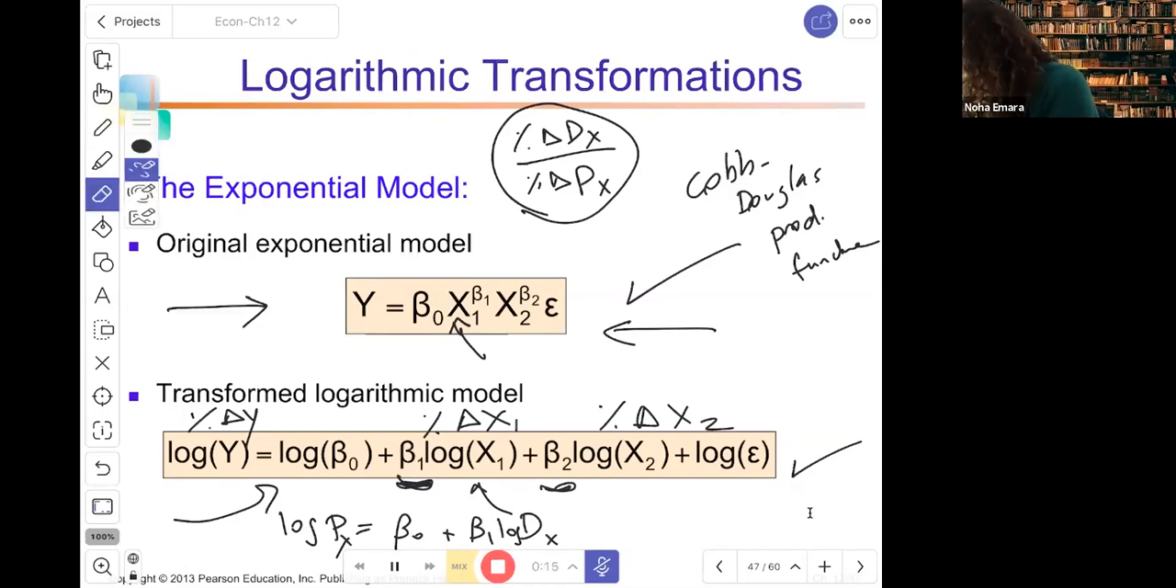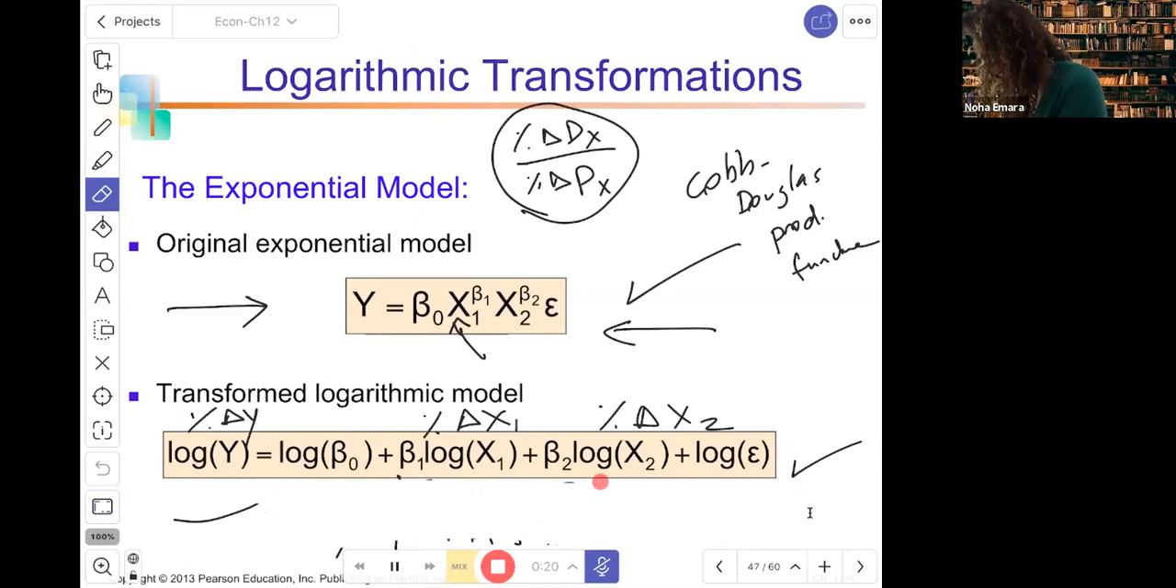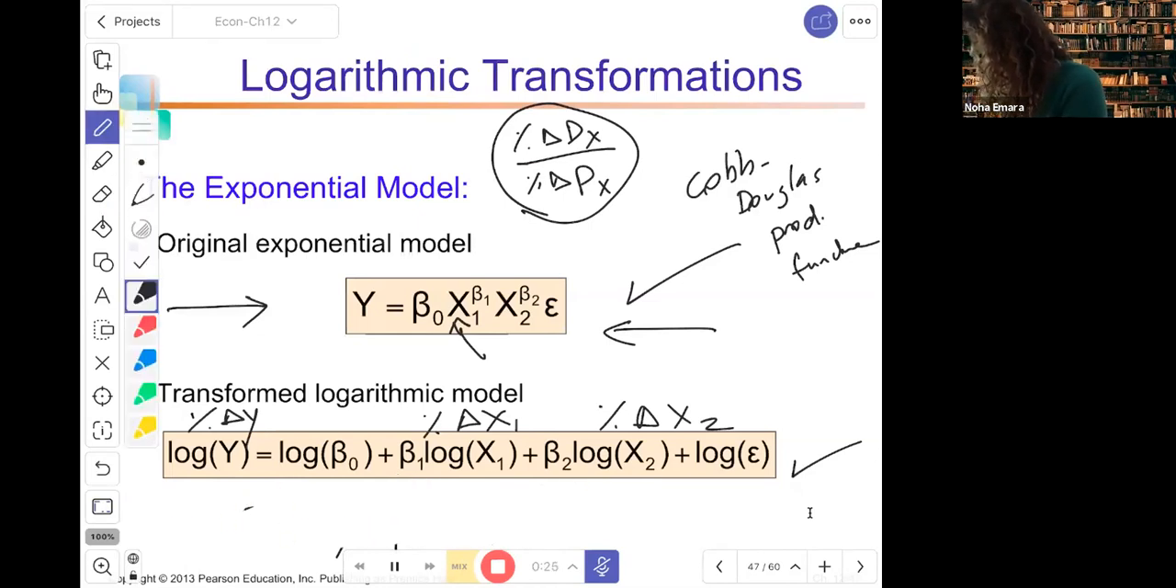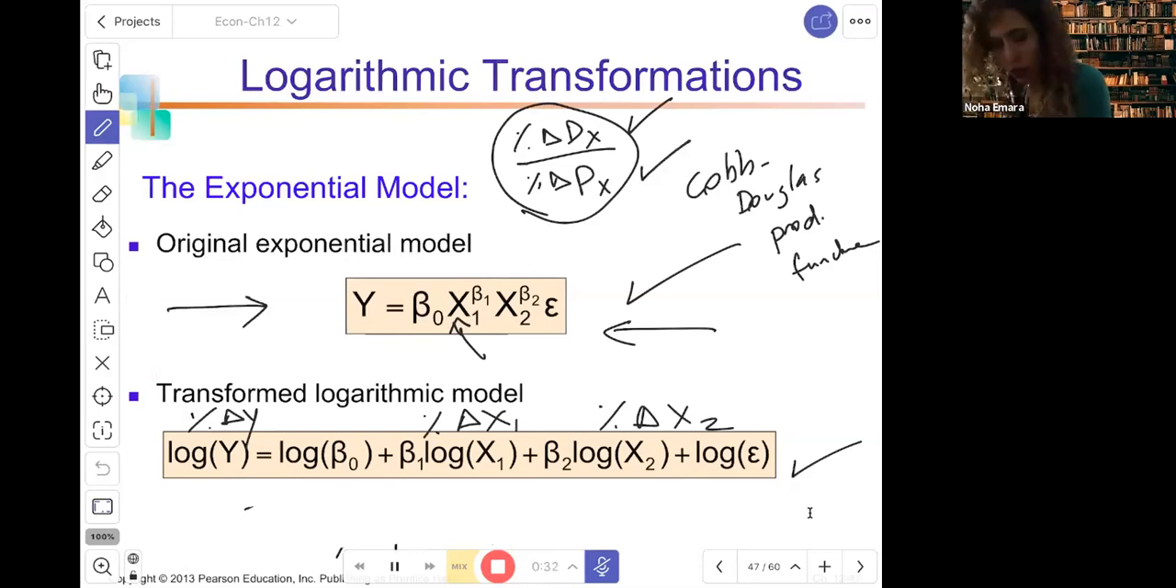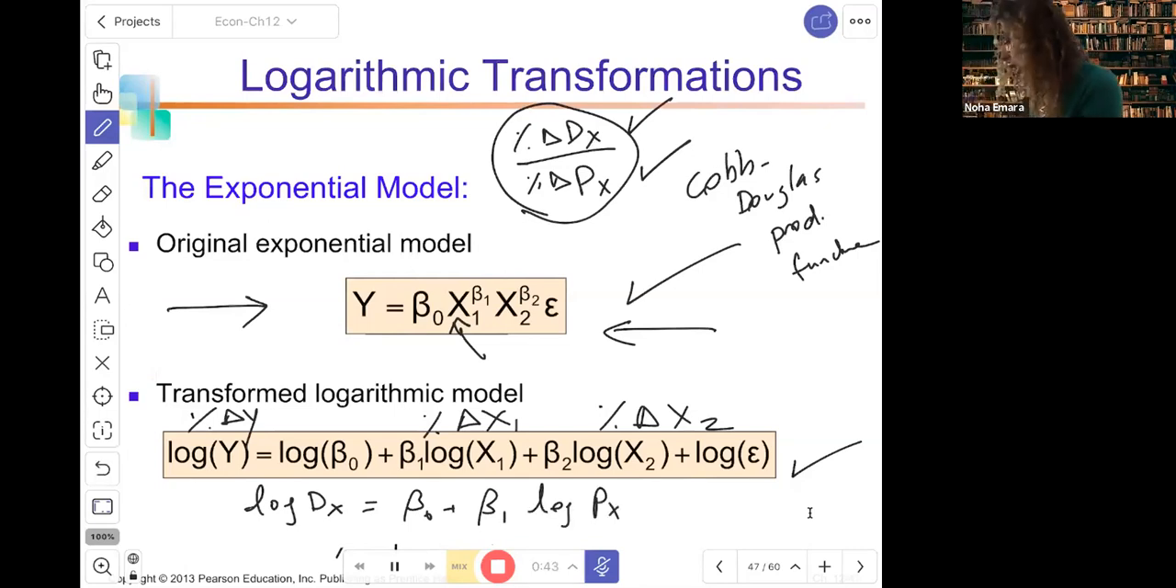Sorry, I just flipped the equation. Let me type it again. Here I'm trying to analyze how the percentage change in demand is due to the percentage change in price. So the demand is my dependent variable. So here I'm going to have log dx is equal to beta naught plus beta 1 log px. And in this situation, I'm going to be estimating an elasticity model.